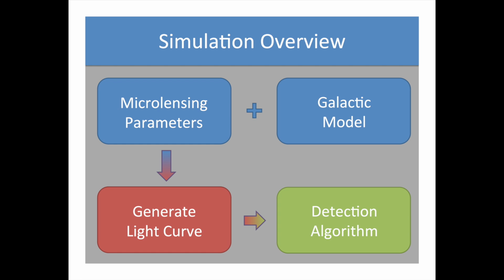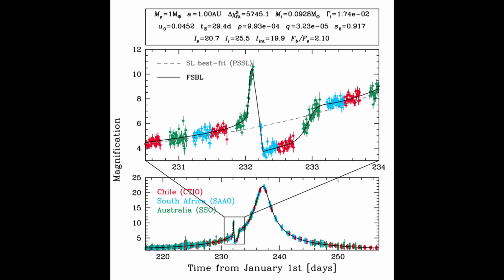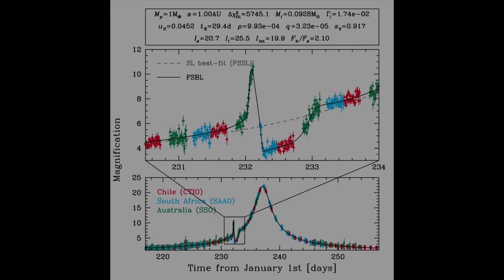Finally, we subject these simulated light curves to a series of detection criteria. Figure 10 shows an example detection of an Earth-mass planet on a 1 AU orbit. Planets can be robustly detected in events with even shorter timescales, lower amplitudes, and fainter source stars.